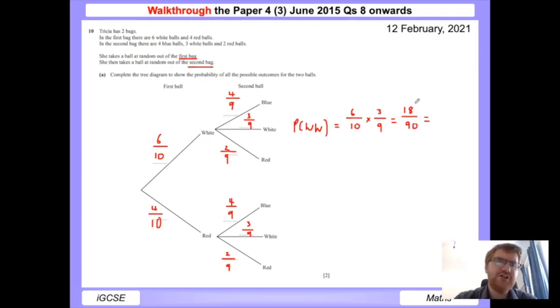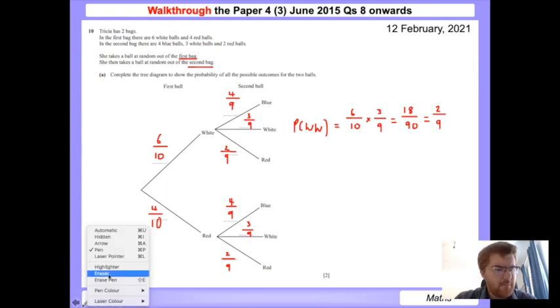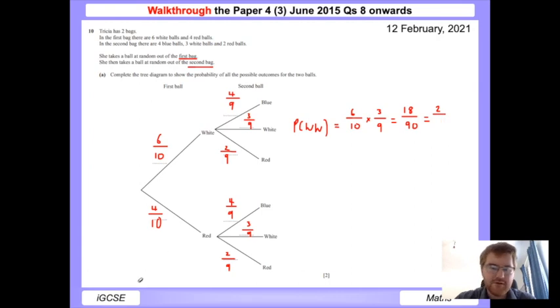Generally speaking, on iGCSE Cambridge, they don't mind if you leave it like this, but we should try and simplify it. And if we divide top and bottom by 9, we get then 2 out of 10. Bottom should be 10 and not 9 because we're dividing by 9, top and bottom. Just to show you what we did there, we divide by 9 here and we divide by 9 here. And then we get to our answer of 1 over 5.